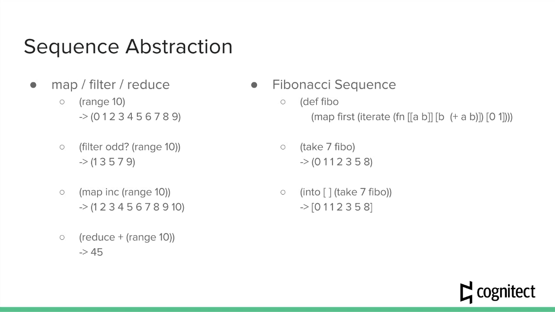Now in other programming languages, taking 7 elements off the Fibonacci sequence would destructively destroy those first 7 elements. But in Clojure, if you take 7 elements off a sequence and then turn around and take 7 elements off the sequence again, you would get exactly the same 7 elements. They are immutable sequences.